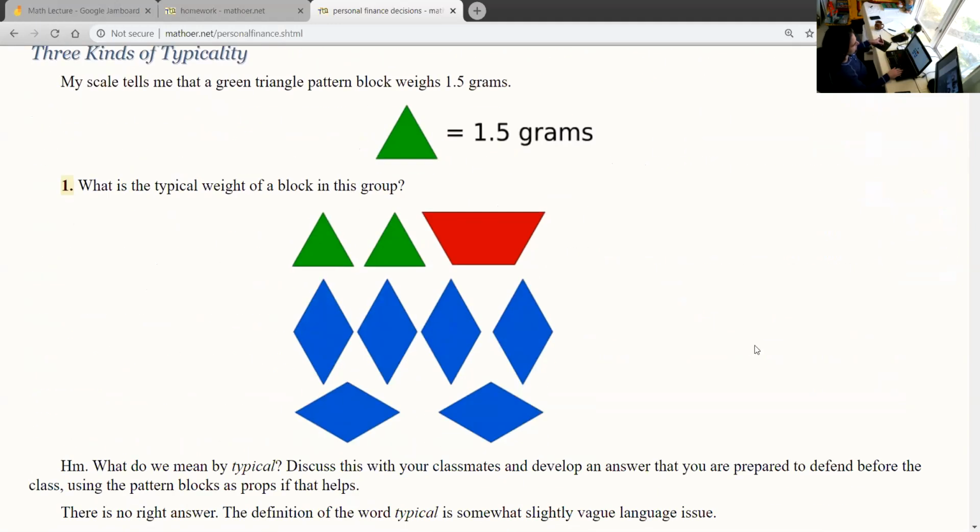So for now, our question is just that if I was to weigh it and find out that the green triangle weighed 1.5 grams, and then someone else said, here's a group of things, and they asked, what's the typical weight of a block in this group? That seems like a reasonable question. What's the typical weight of something in a group? But it's also not a very precise question. We could have a legitimate disagreement on what they're really asking, what counts as a good answer.